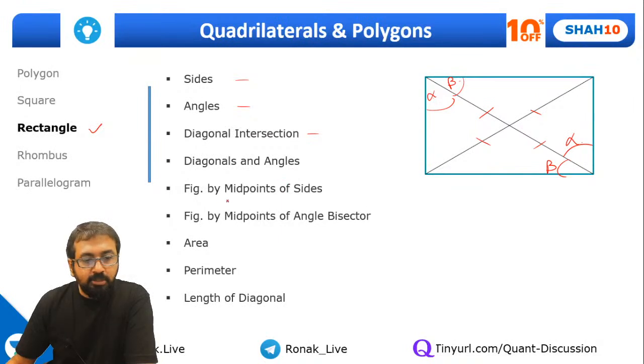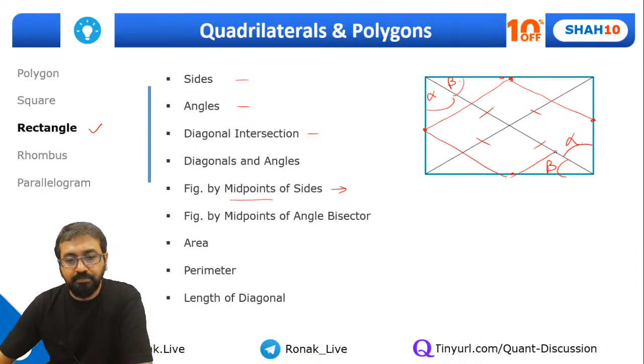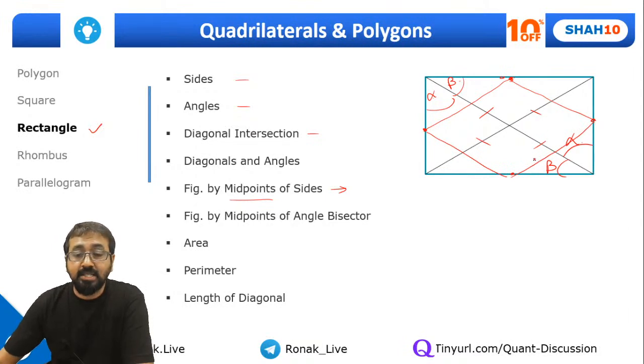Then what will be the figure formed by joining the midpoints of sides? If I connect the midpoints of sides, let me take proper midpoints so that you can understand that figure. If I just join these points, the figure so formed can easily be proved to be a rhombus, right? Because diagonals are the same, so their halves will be the same. So this inner figure will have all sides equal, so it will be a rhombus, right? Let me just write it down.